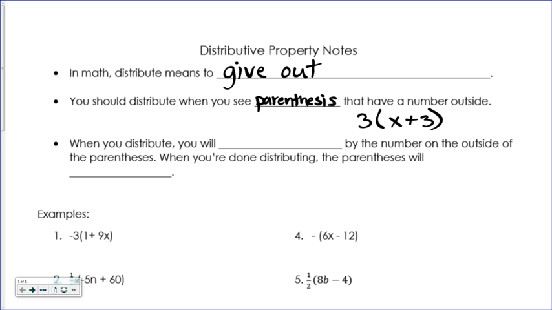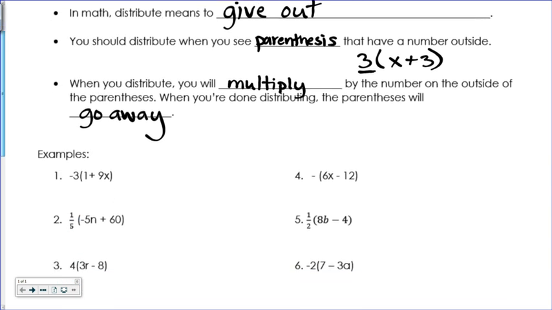So when you distribute, you will multiply by the number on the outside of the parentheses. When you're done distributing, the parentheses will go away. So in this first example that I gave you here, 3 parentheses x plus 3, you're going to distribute the 3 to everything inside those parentheses. Okay, so let's look through a couple examples here.